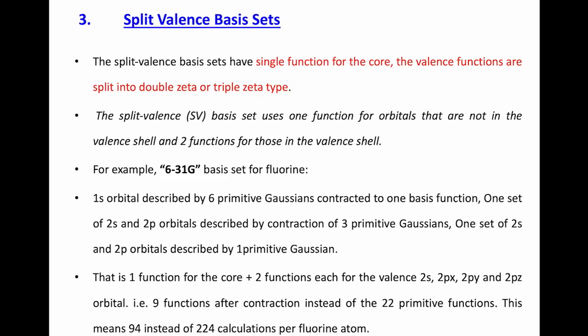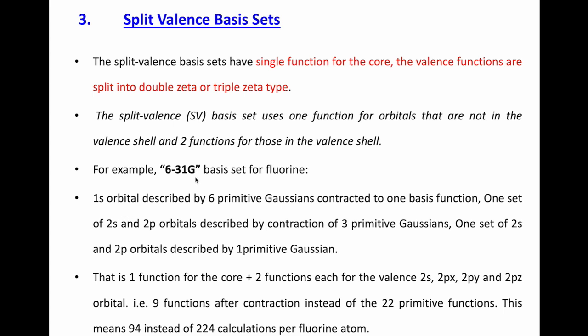Then the third basis set is the split valence basis set. In split valence basis sets there is a single function for the core, and the valence functions are split into double zeta or triple zeta. The split valence basis set uses one function for orbitals that are not in the valence shell and 2 functions for those in the valence shell.